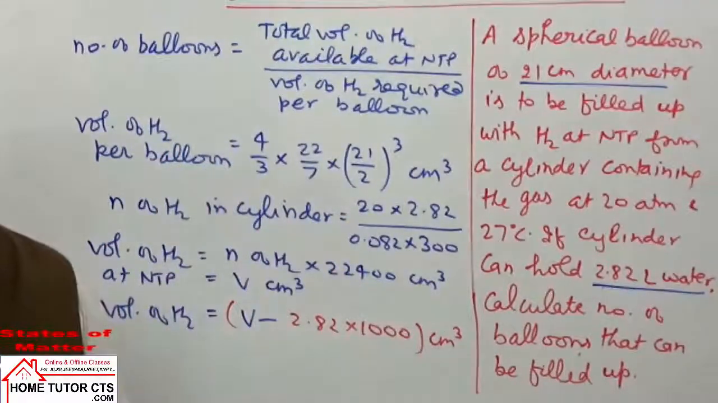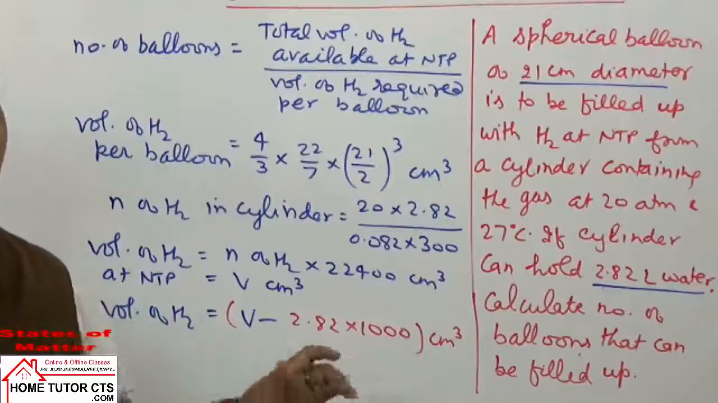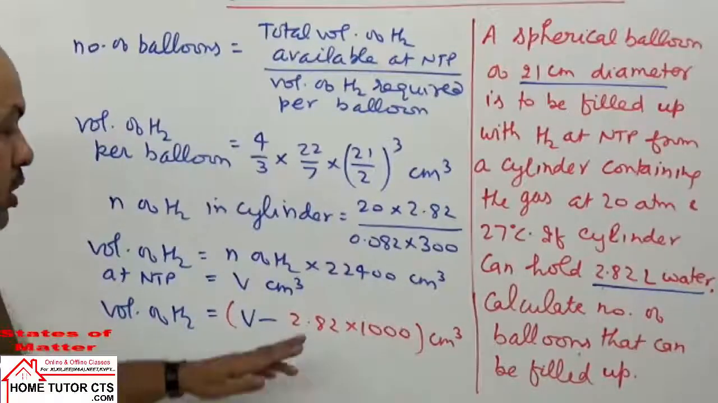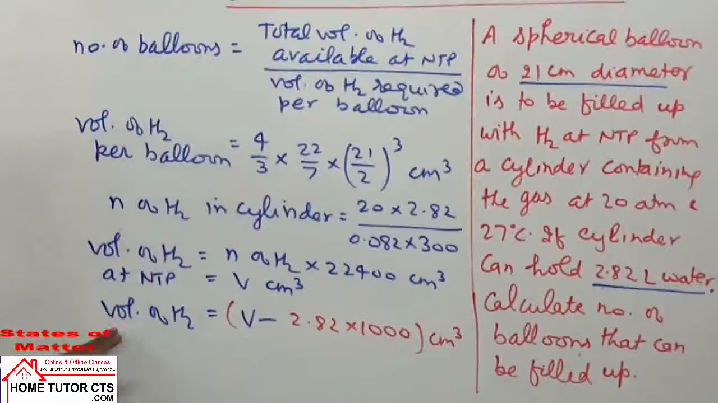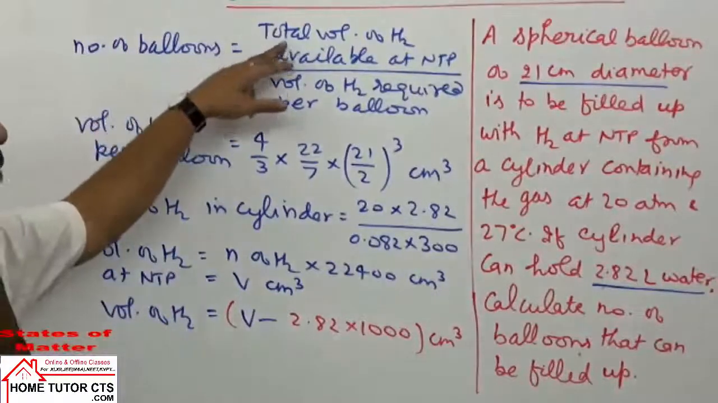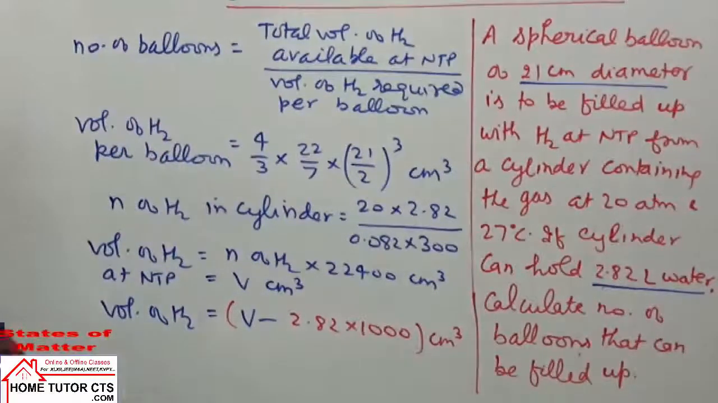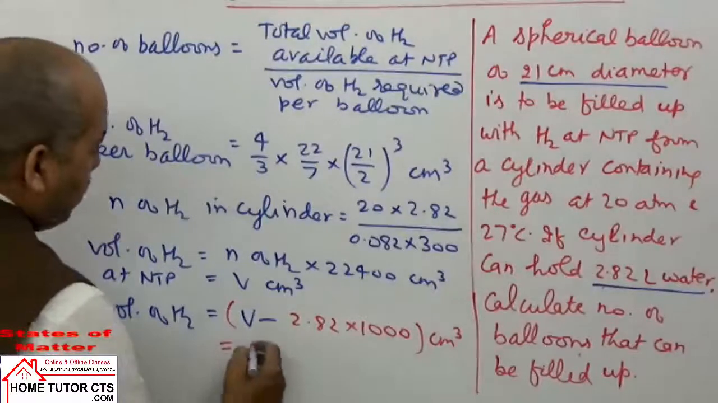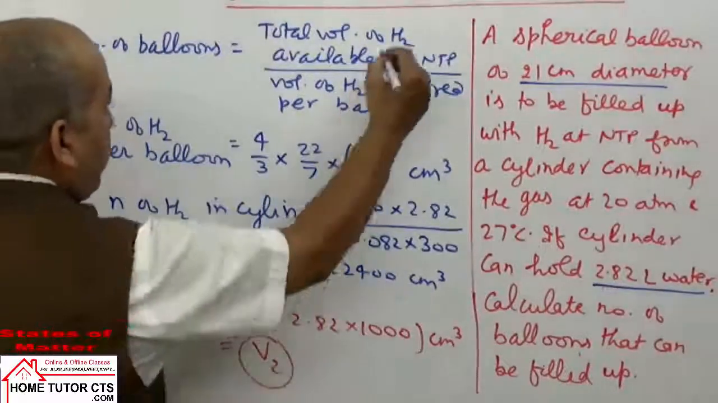That volume of hydrogen is not available to be filled up in the balloons. So this difference taken is the volume of hydrogen available. It is the volume of hydrogen available to fill in the balloons. I'm writing, suppose this is V2.